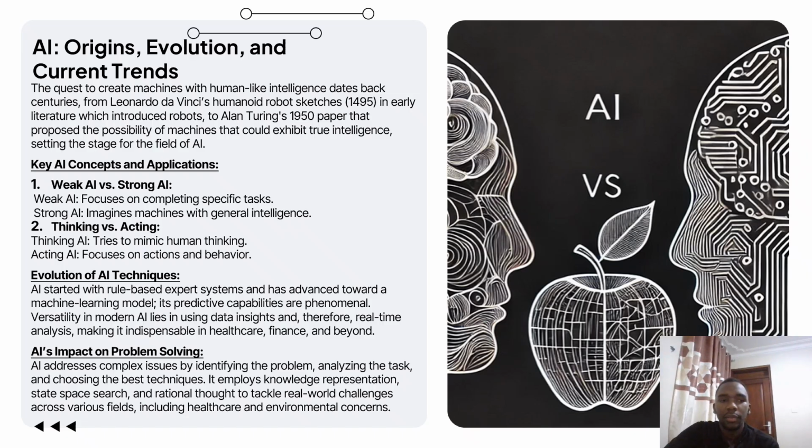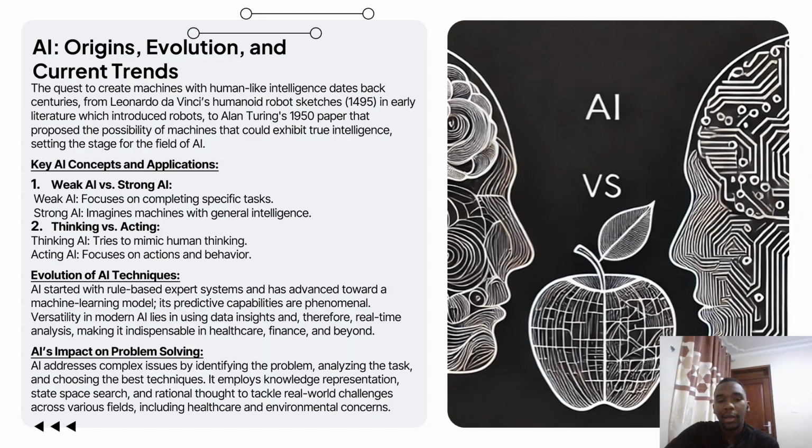So I want to first talk about the origins, evolutions, and the current trends of AI. The quest to create machines with human intelligence dates back centuries, from Leonardo da Vinci's humanoid bird sketches in 1485 all the way to Alan Turing's 1950 paper that proposed the possibilities of machines that can exhibit true intelligence, setting the stage for the field of AI.